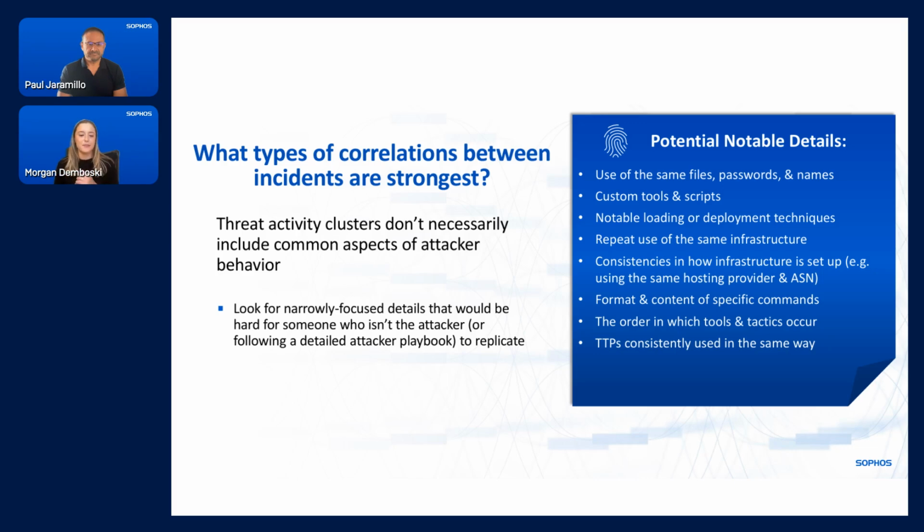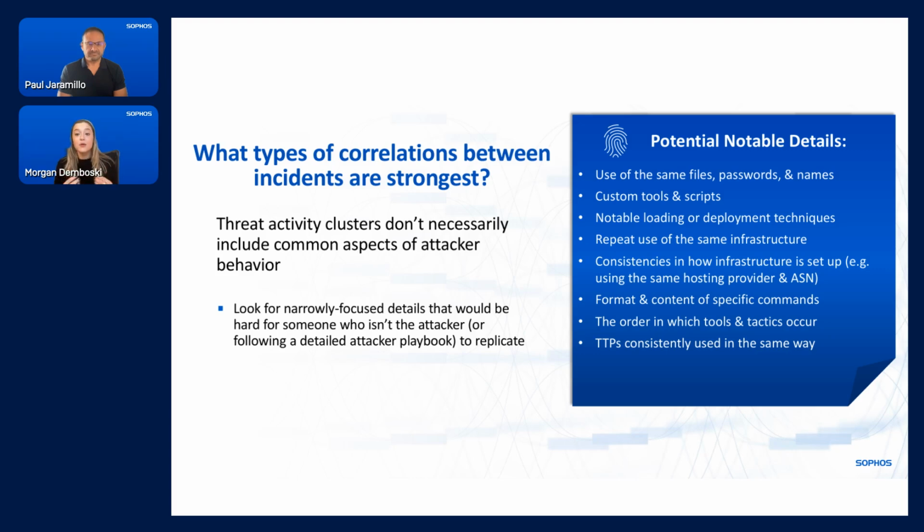If you find the username admin123, that might not be the most unique, but if you find a long string of characters that is used across multiple different attacks, that can be a very strong indicator of there being a correlation. You can use custom tools and scripts that aren't likely to be used by multiple different actors. You can look at the repeat use of the same infrastructure or even consistencies in how that infrastructure is set up, if they're always using the same hosting provider or ASN.